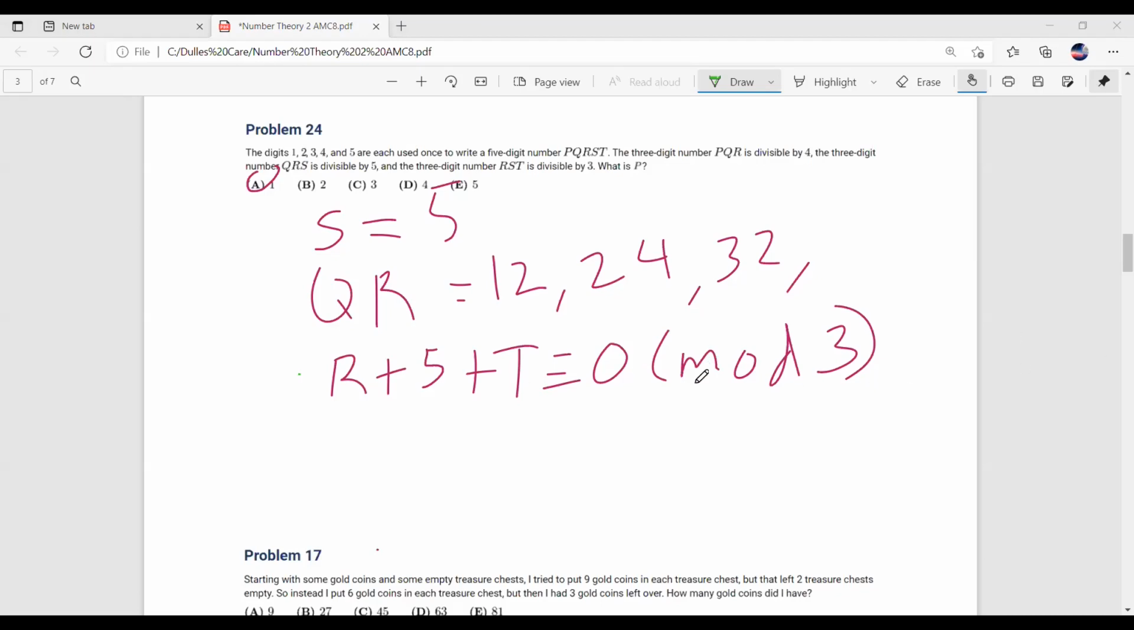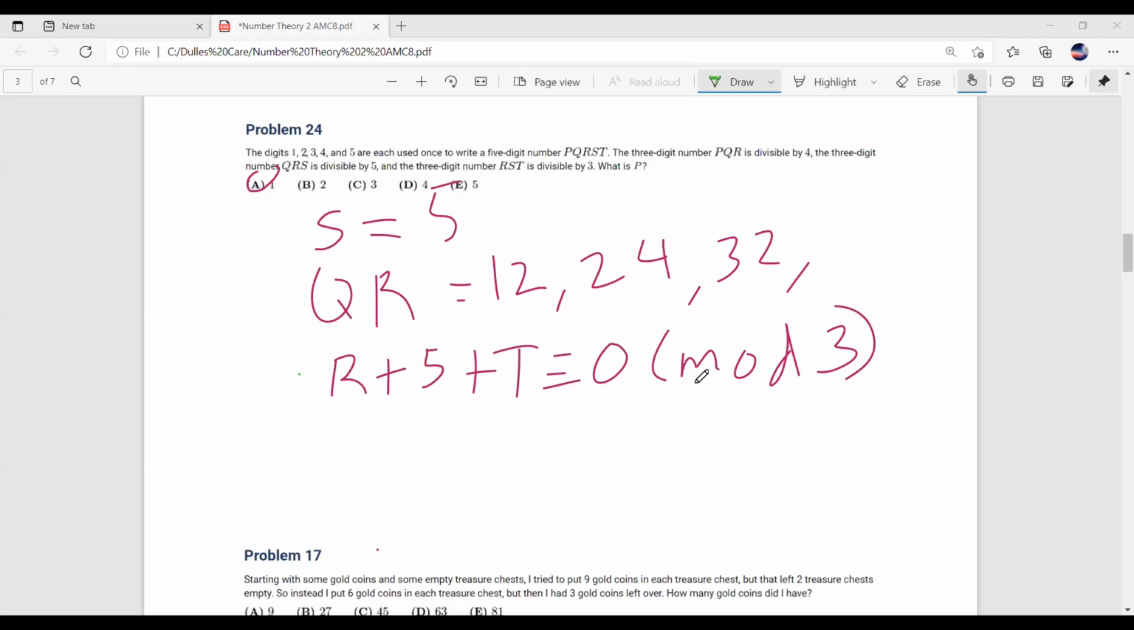So if R cannot be 2, then let's consider R equals 4 and R plus S plus T equals 12. So we're still in the 12 case. R equals 4, 4 plus 5, that's 9. 9 plus T equals 12, that means that T equals 3. That works, right? Yes, it works.